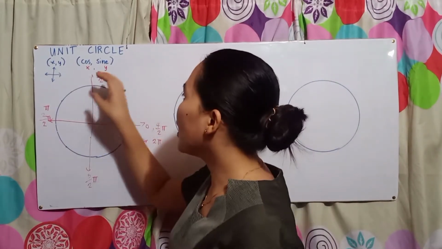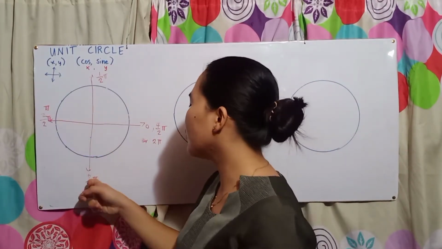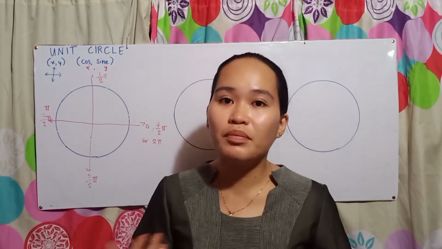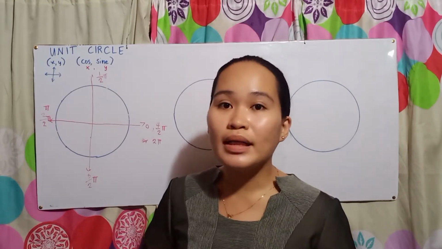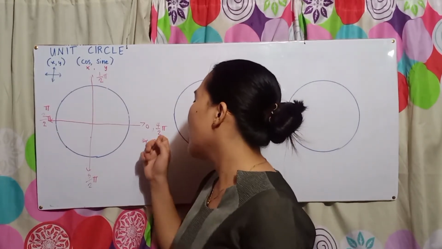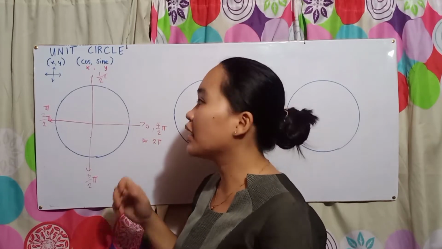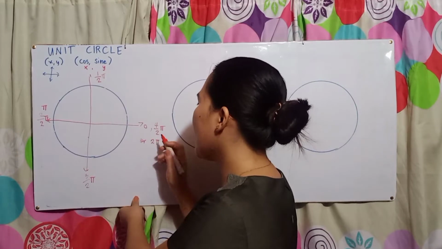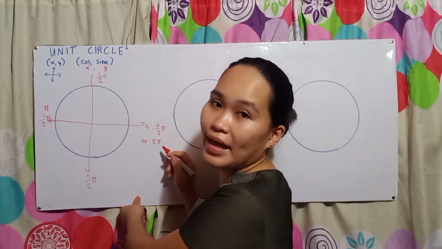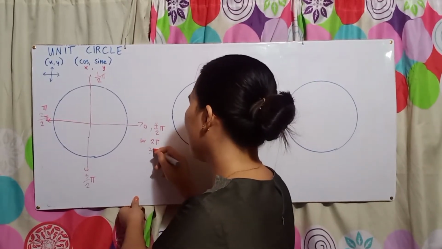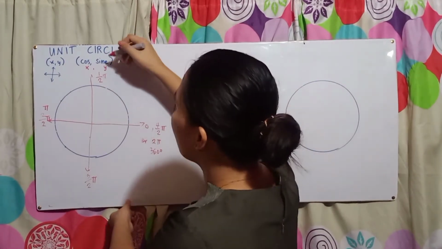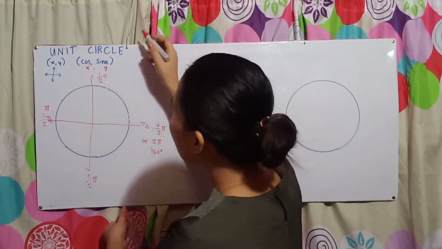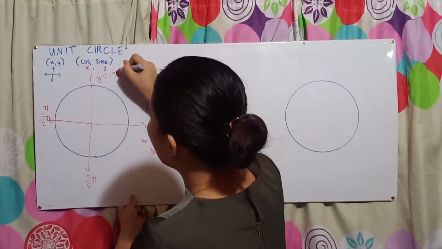Since our angles are in radians, to convert into degrees, we just multiply by 180, since the value of pi is 180. Here we have 0 and 2 pi. 2 pi is 2 times 180, which is 360 degrees. Here, pi is 180, so half of that is 90 degrees.